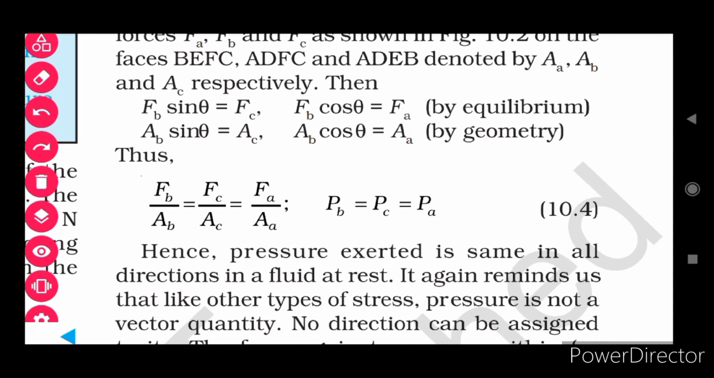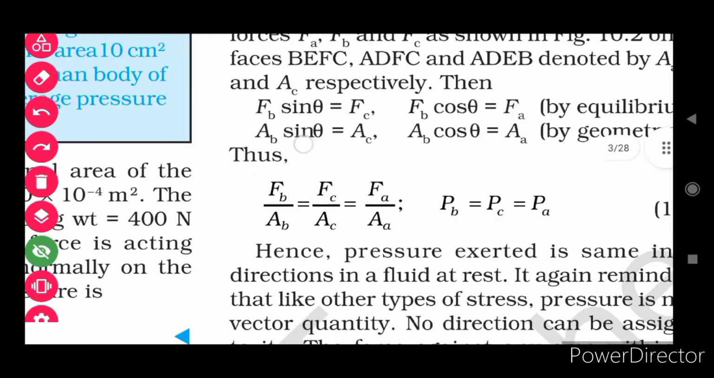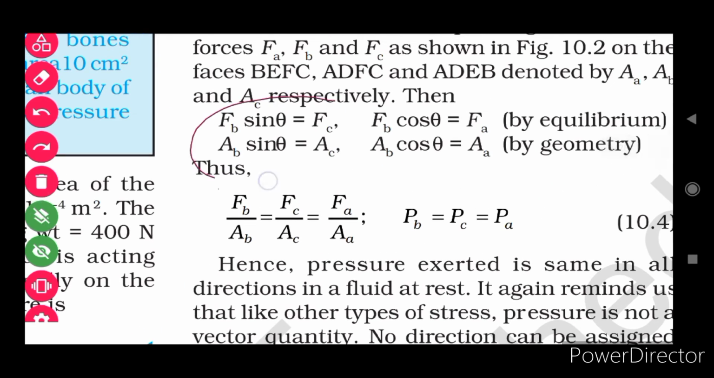Similar to force, we can resolve the area vector into components. By geometry, AB sin theta will be equal to AC and AB cos theta will be equal to AA. So now we can divide these two equations. On dividing, we get FB upon AB is equal to FC upon AC. Similarly, FB upon AB equal to FA upon AA. So we get FB upon AB is equal to FC upon AC is equal to FA upon AA.